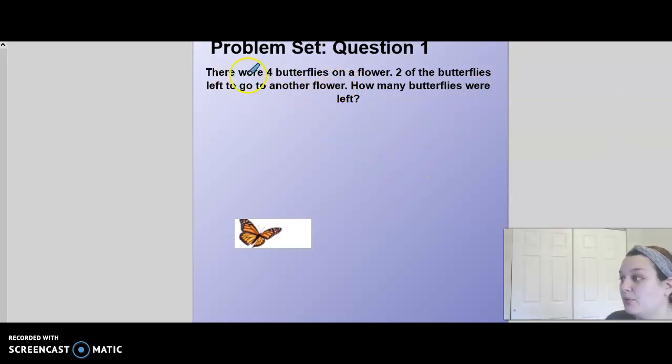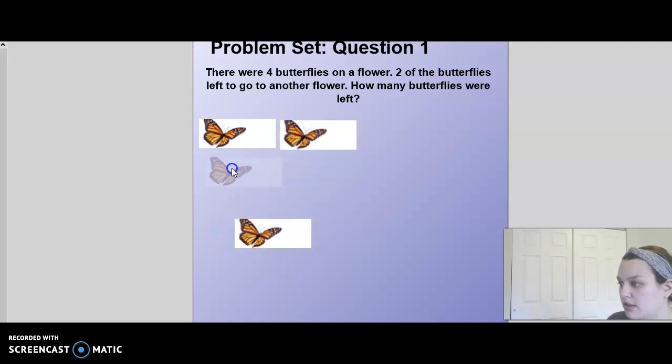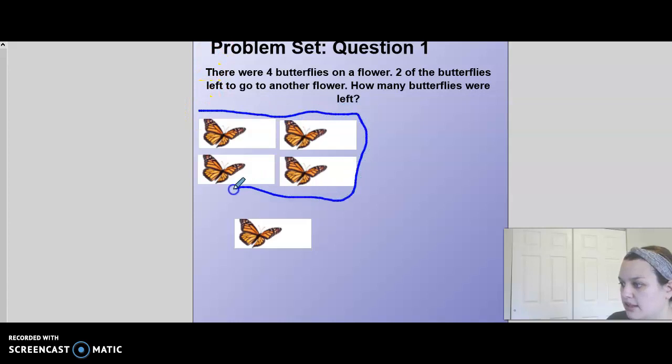Okay, there were 4 butterflies on a flower. So I'm going to have them here. 1, 2, 3, 4. And just so we don't get confused, I'm going to box them in so we know that they're there.